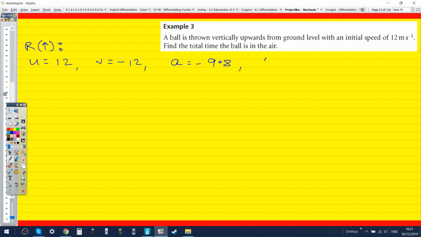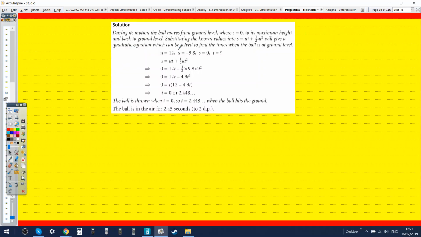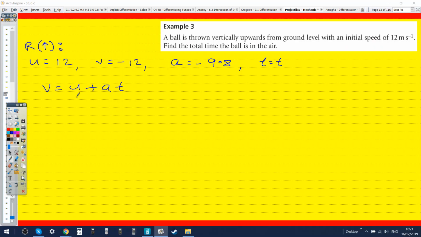And we're trying to find t. And we don't know the distance, do we? No. Could we use v equals u plus at again? Yes, and that's the easiest one to use. And my guess is you'll be fine with that. They did it a worse way, I believe. They used displacement. They did a much worse way. Let's just make sure for this one.